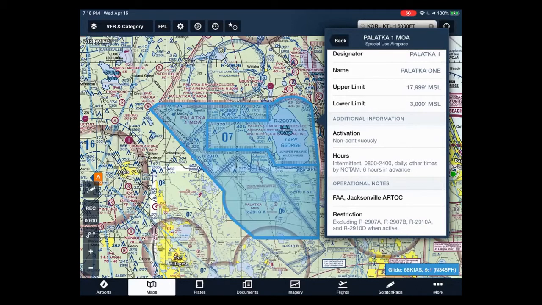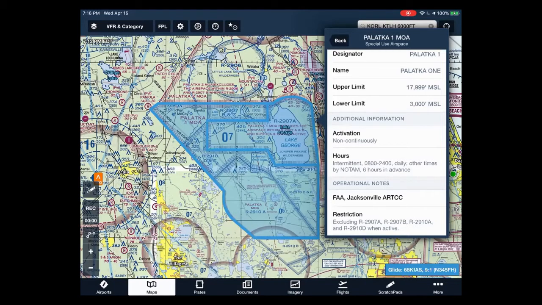Because that means that it could be active at any point in time during that time frame. And of course, that would be daily, 7 days a week, so technically 365 days a year. Other times outside of that spectrum, i.e. from midnight, in other words, or 2400 to 800, it also could be active, and in that case, it should be active by a NOTAM.